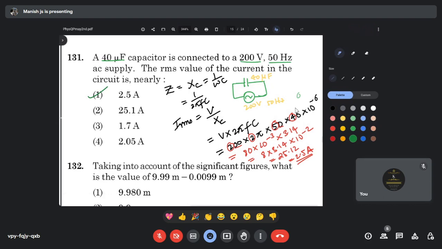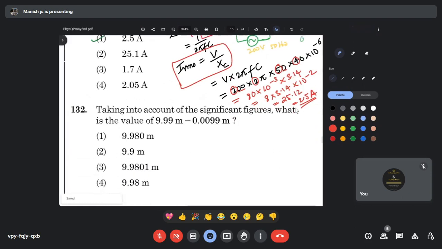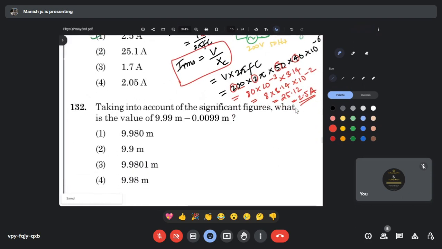So this is the formula that we are using. Two formulas are involved to solve this question. First is capacitive reactance and then the IRMS formula, V upon XC. Simple. Okay. Next, moving on to question number 132. Taking into account significant figures, what is the value of 9.99 meters minus 0.0099 meters?